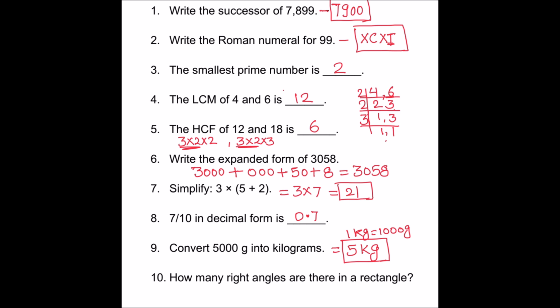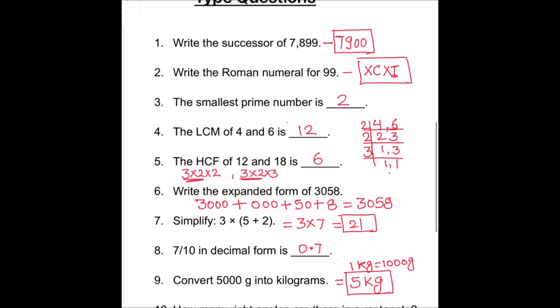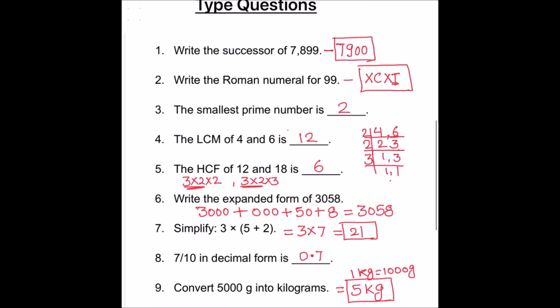And last one, which is 10th one, is how many right angles are there in a rectangle. So let's draw a rectangle and find out. This is a rectangle, and let's find out how many right angles are there. This is 1, 2, 3 and 4. So there are 4 right angles in a rectangle. So that's our final answer. So these were the 10 most important objective type questions for class 6th math exam.